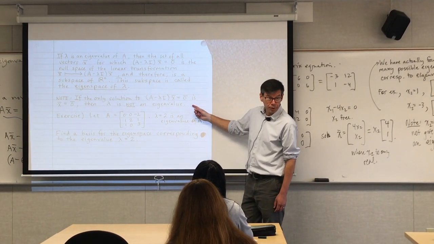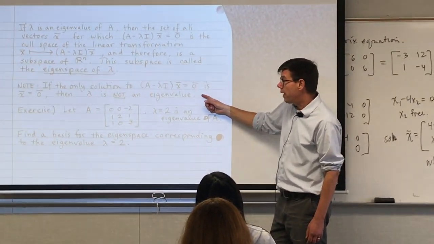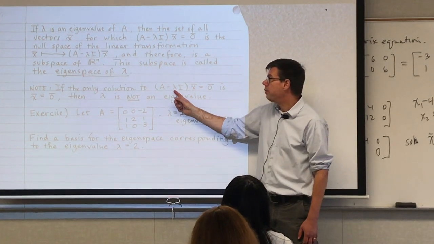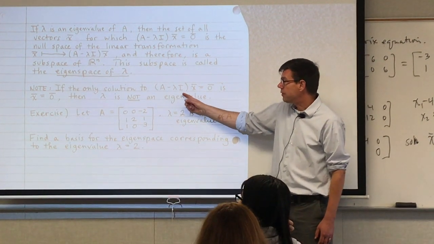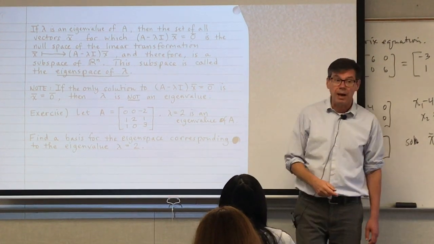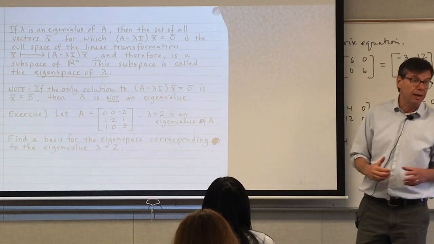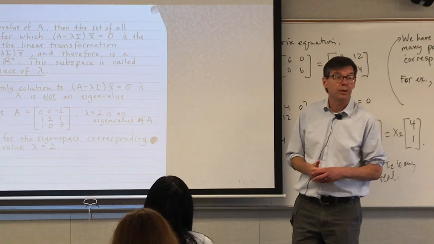Also, I think it's worth noting that if the only solution to that homogeneous equation is x equals 0, so if there's only the trivial solution, then lambda is not an eigenvalue. So there aren't that many numbers where you actually get non-trivial solutions. There's going to be a very limited number of eigenvalues for a particular matrix.